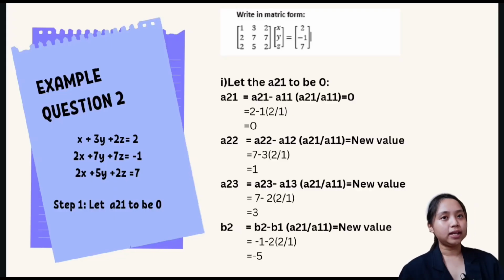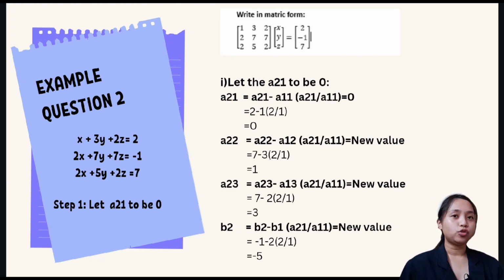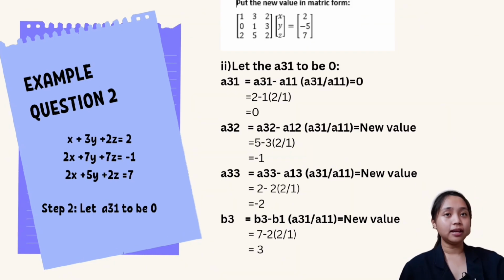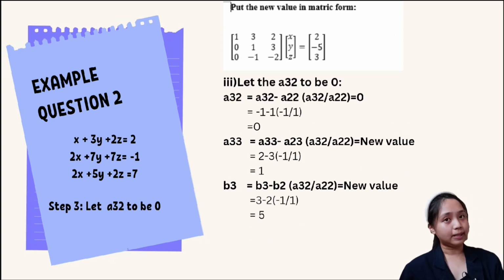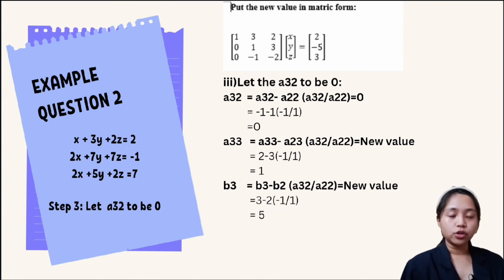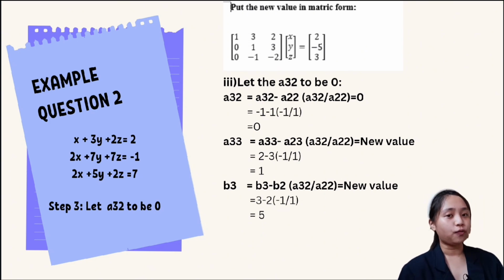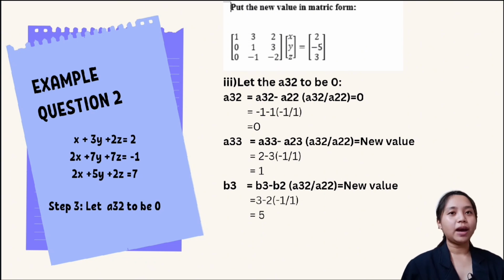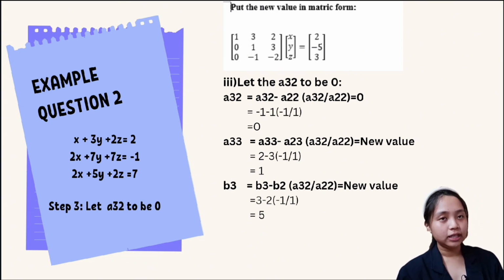As you can see, our a21 equals 0, a22 equals 1, a23 equals 3, b2 equals negative 5. As you can see in the next slide, in order to continue to step 2, which is to let a31 be 0, now our a31 will be 0, a23 will be replaced with negative 1 according to the formula, a33 equals negative 2, b3 equals 3. To continue to step 3, which is to let a32 be 0, now our a32 equals 0. We will need to use the formula to find a33 and also b3. So now our a33 will be 1, b3 will be 5.